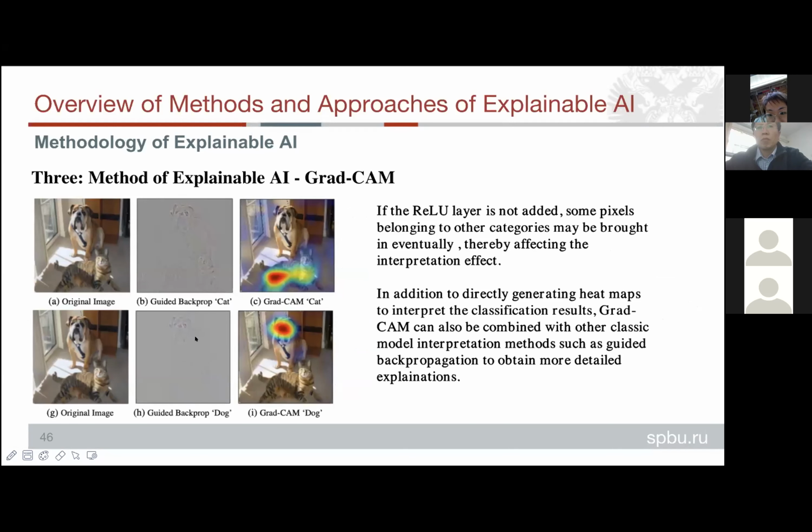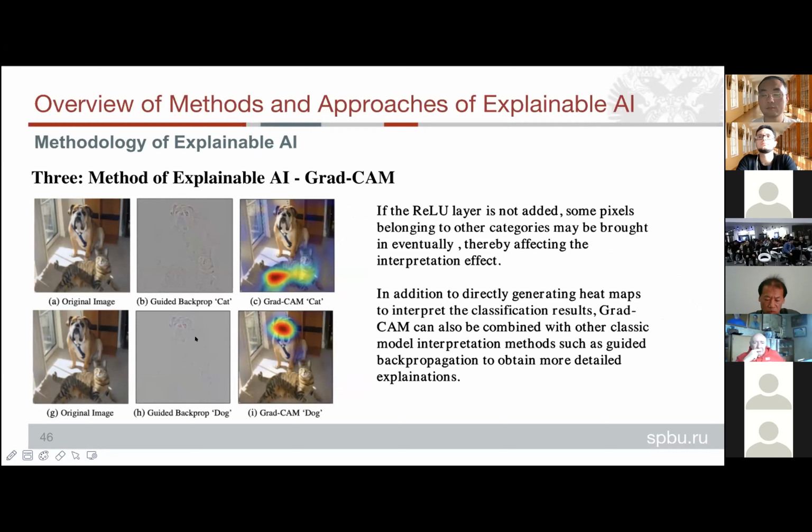The reason for adding the ReLU function is to only focus on those pixels that have a positive impact on a specific category. If the ReLU layer is not added, some pixels belonging to other categories may be brought in eventually, thereby affecting the interpretation effect. The effect of using Grad-CAM to interpret a classification result is shown in the picture.